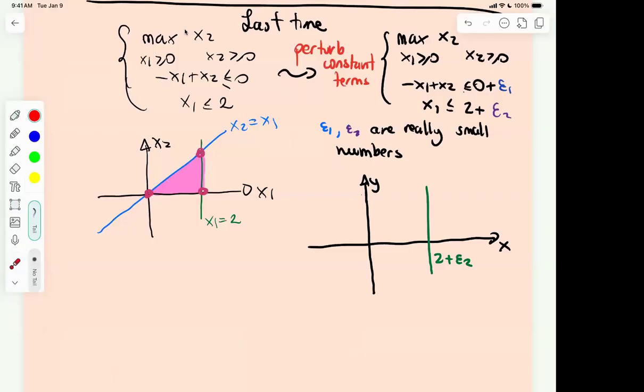If you look at this line, let me write it in the usual XY notation instead of X1, X2. If you have minus X plus Y equals epsilon 1, that gives you that Y equals X plus epsilon 1, right? So by having added this perturbation term, now this line does not pass through the origin. You have moved it away from the origin.